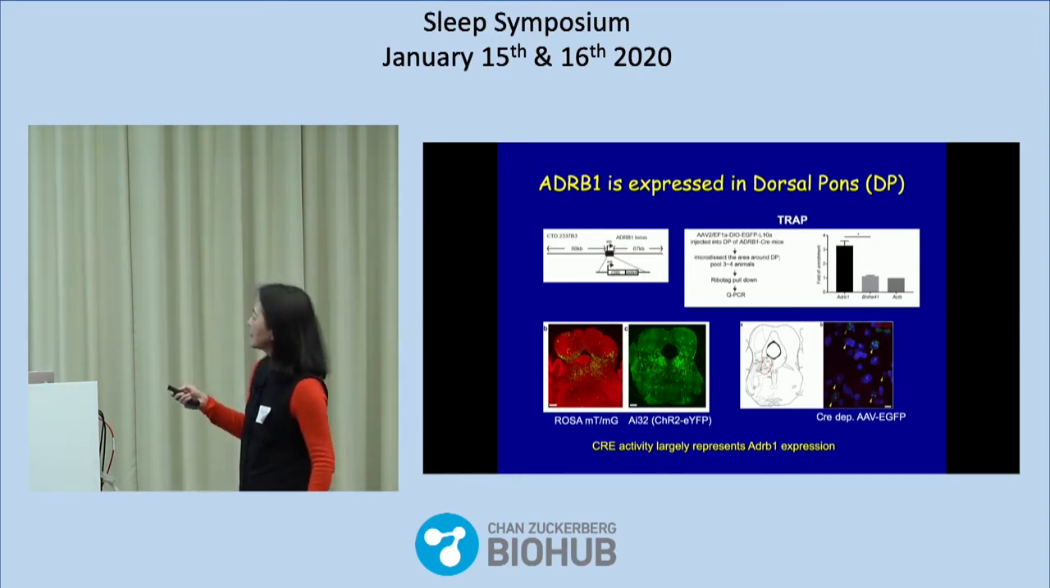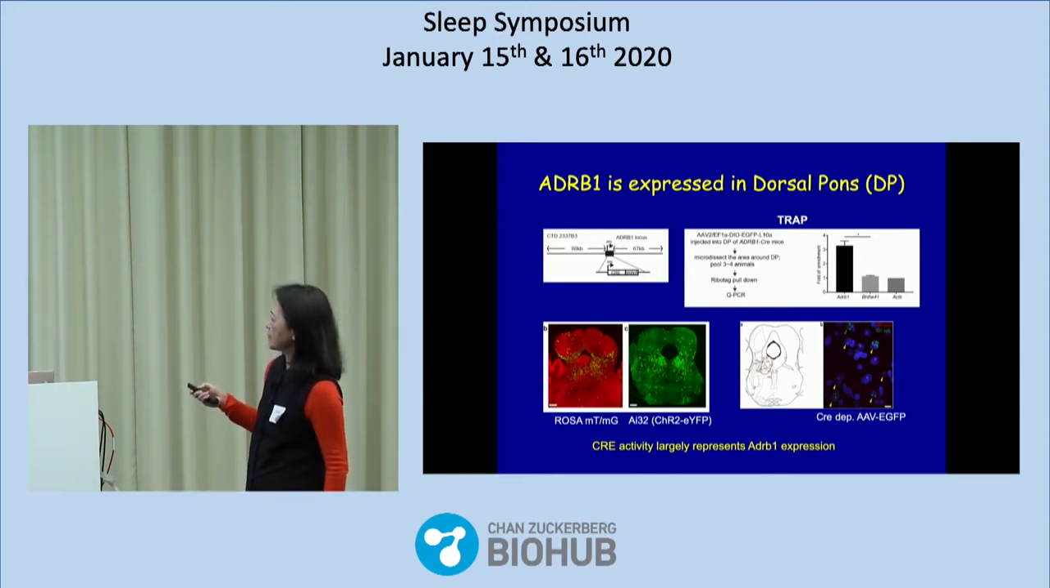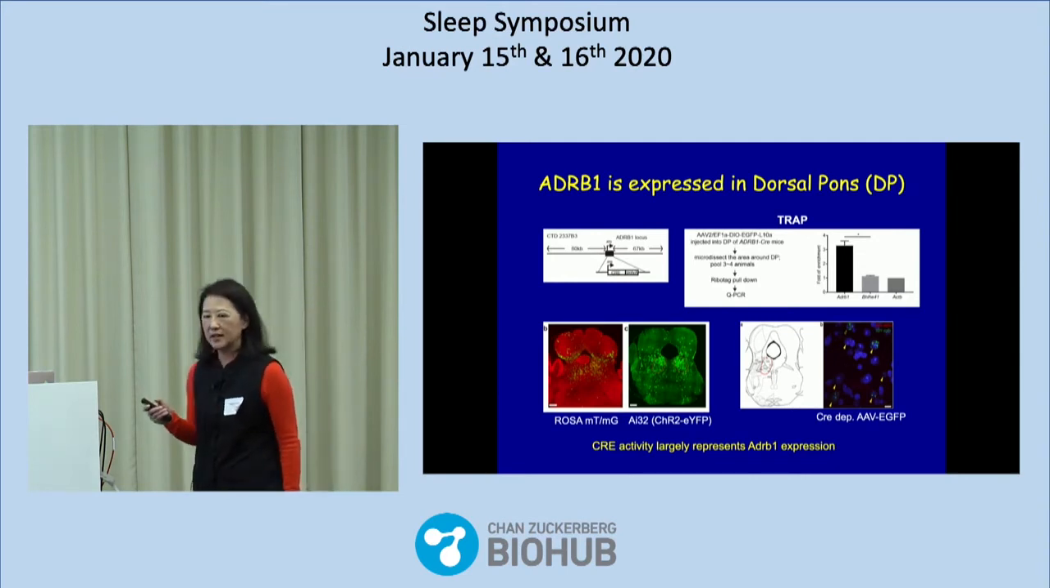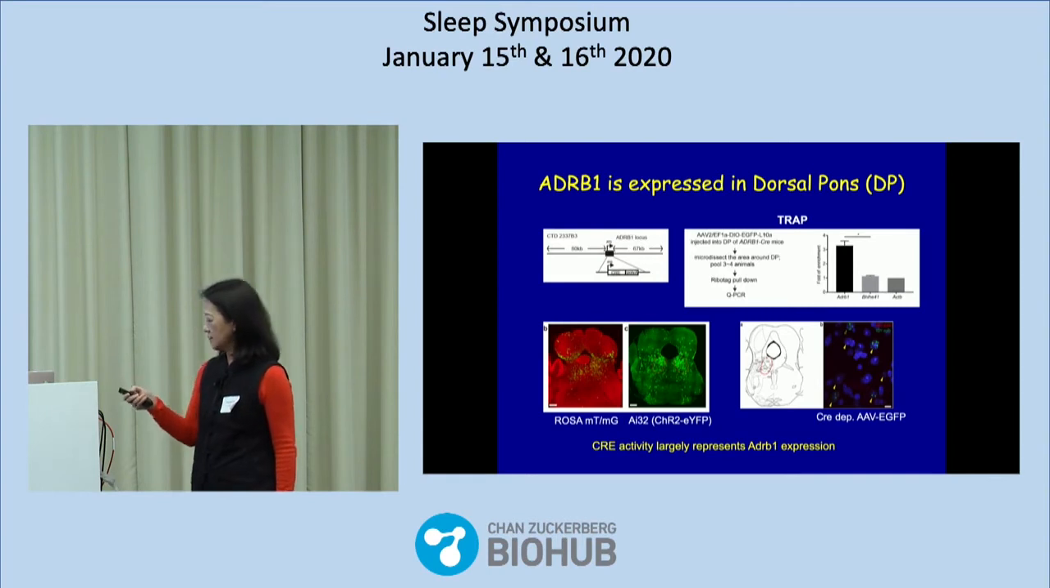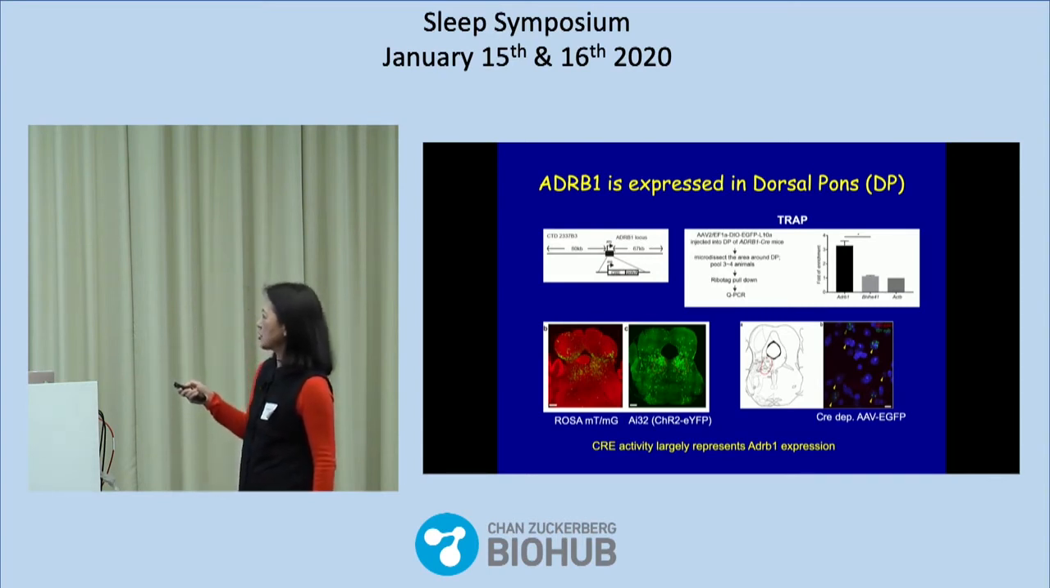So the first thing he did was use a TRAP method to pull down actively translated messenger RNA from ribosomes, and then check the ADRB1 expression and confirm that ADRB1's expression in the dorsal pons region is indeed much higher than a lot of control genes.